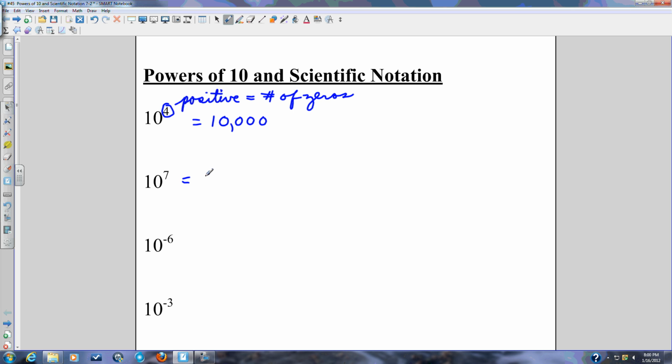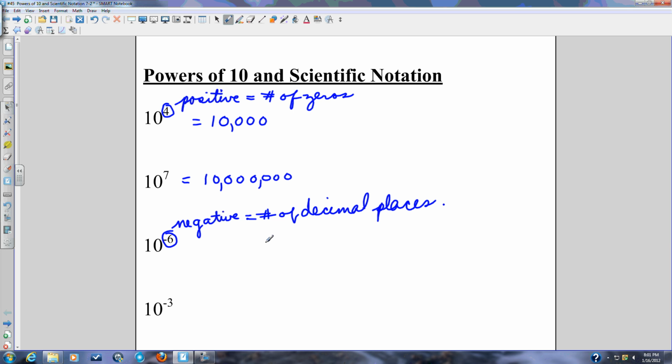10 to the seventh is equal to 1 followed by 7 zeros. So that would be 10 million. Now, if the exponent is negative, such as in 10 to the negative 6, that tells you the number of decimal places that your answer is going to have. So we'll say number of decimal places.